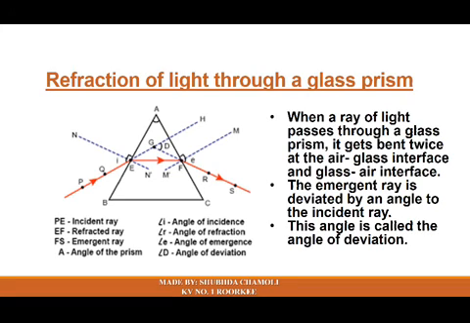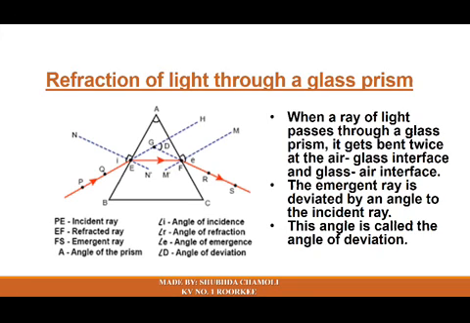prism, and as the ray of light is moving from the rarer medium to the denser medium, it is bending towards the normal. When it emerges out of the glass prism, it is moving from the denser medium to the rarer medium, and the ray of light is seen to be bending away from the normal.